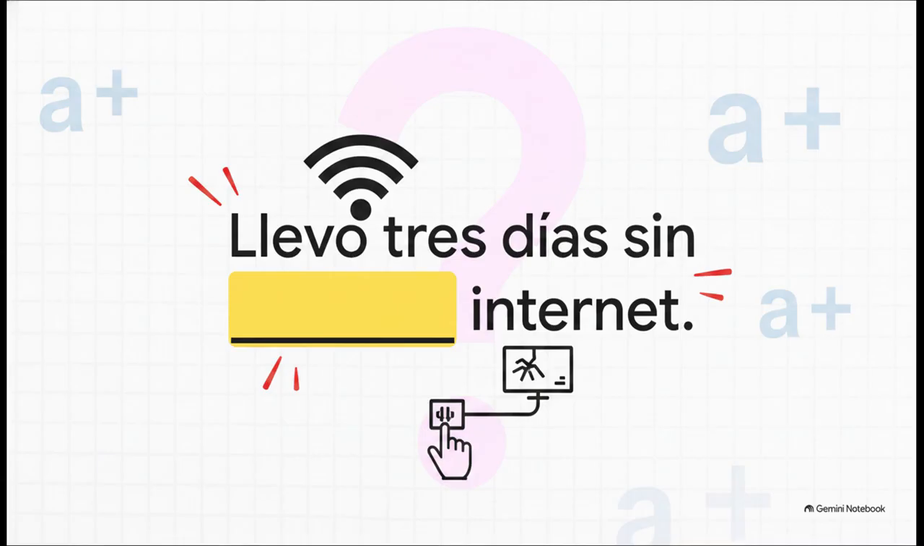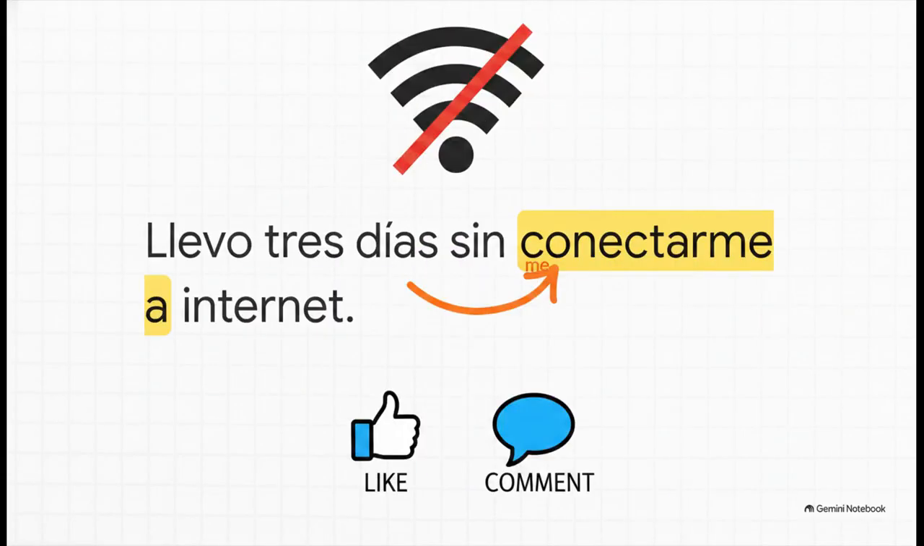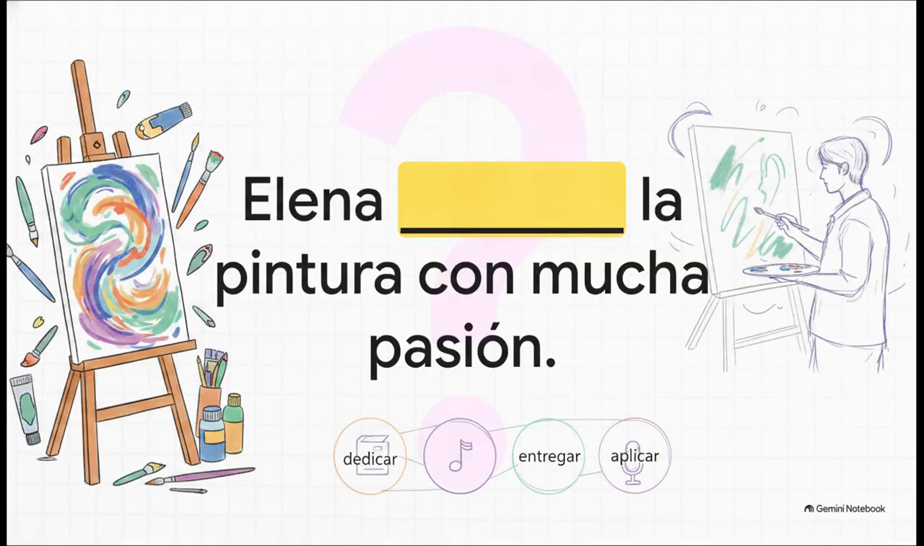All right, moving on to a very relatable, highly modern problem. Llevo 3 días sin blank internet. I've gone 3 days without the internet. Recall the verb from our core list that means connecting. Remember, this was the easy win we talked about earlier. Yes, it's conectarme a. Llevo 3 días sin conectarme a internet. Notice here that because it follows the preposition sin, we have to leave the verb in its infinitive form, but we still attach the reflexive me to the very end of it to match the speaker. And, crucially, we keep that vital preposition a right before internet. Really great work.